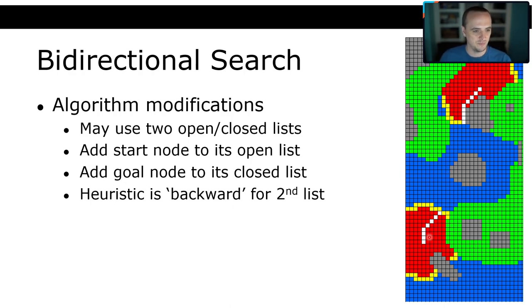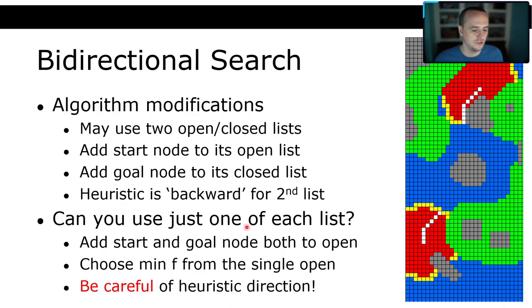And just be careful that the heuristic may be backwards from goal to the start, so you may have to modify that a little bit. Maybe you could just use one list. So add the start and the goal node to the open list, and choose the minimum F value for a single open list. But you've got to be careful of the heuristic direction, etc.